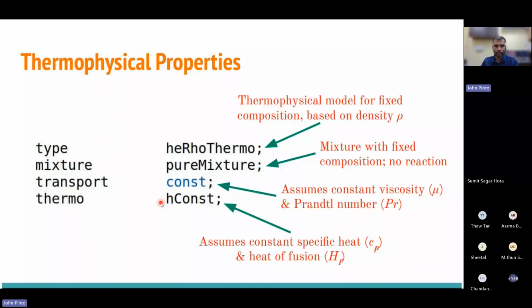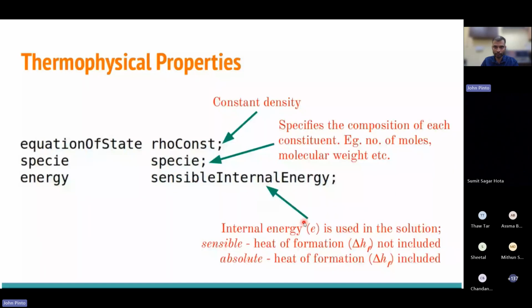Okay. Now the last is hConst for the thermo. That means we are saying that the Cp and heat of fusion are constant. Now equation of state, here I've used a constant density. If you're solving buoyancy driven flow, you can use Boussinesq or you can use an ideal gas, something like that. And in species, we can specify the composition, like the number of moles and molecular weight of each constituent. Now this is important.